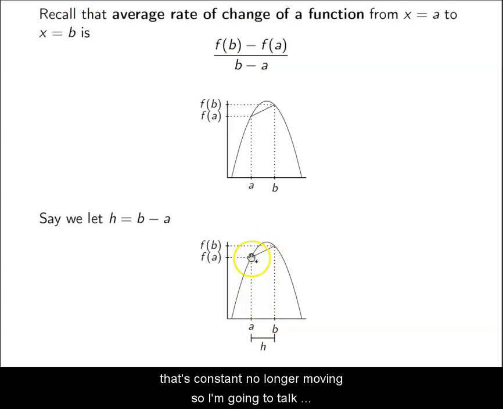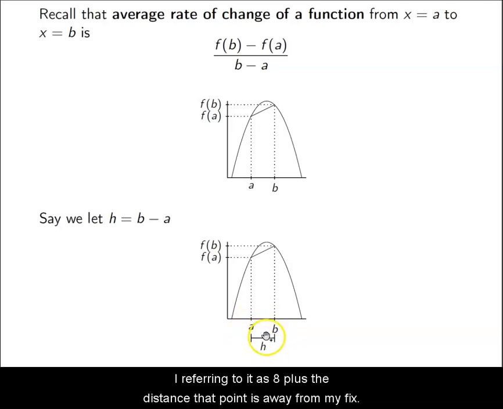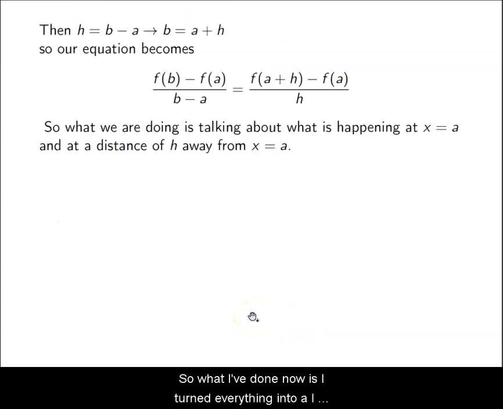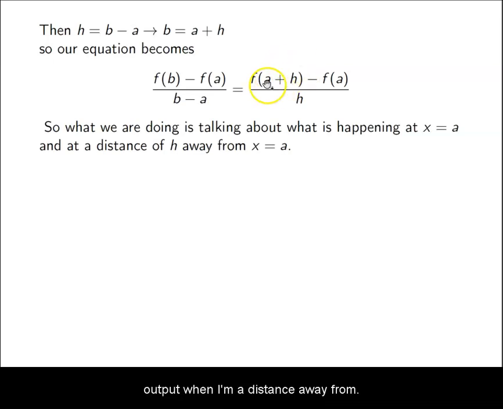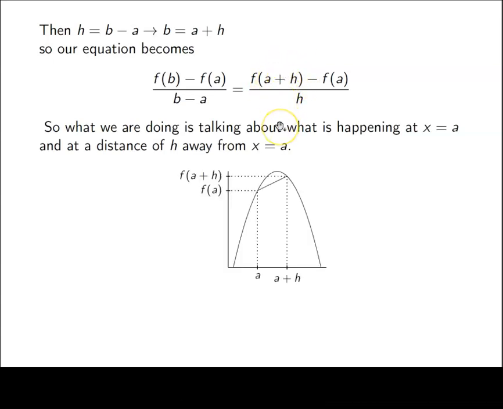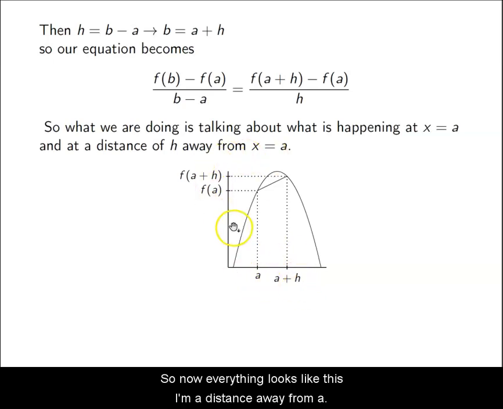So I'm going to talk about A, and this point as it moves away and closer to A, by referring to it as A plus the distance that point is away from my fixed point. So what I've done now is I've turned everything into A. I have A, I have the distance away from A, and I have the output when I'm a distance away from A. Okay. So now everything looks like this.